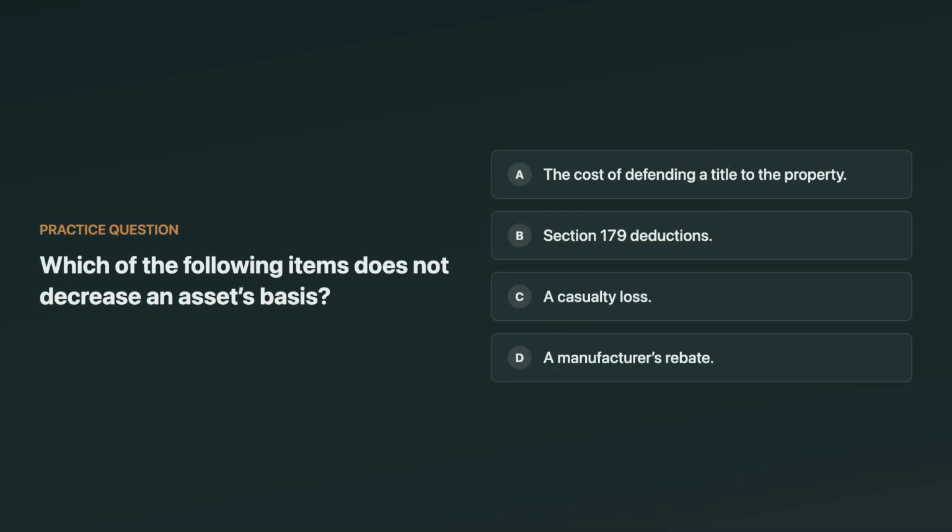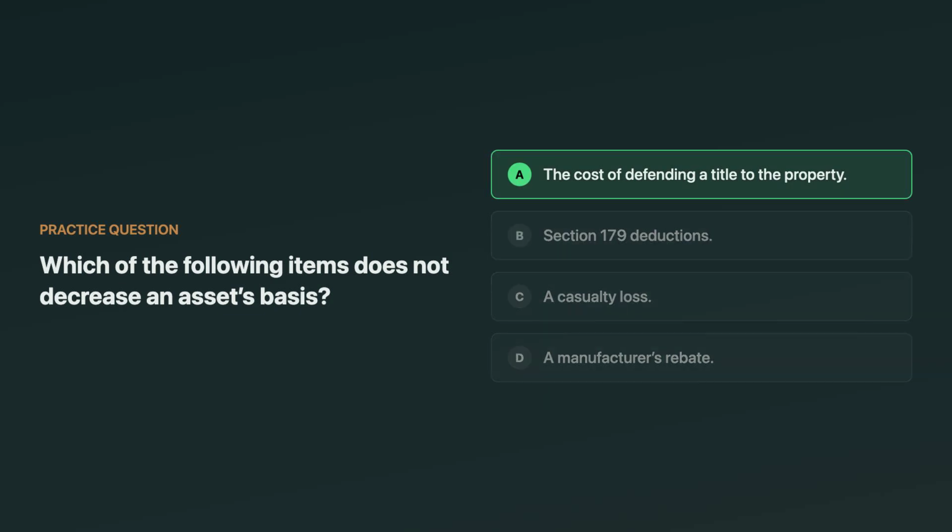Which of the following items does not decrease an asset's basis? The choices include the cost of defending a title to the property, Section 179 deductions, a casualty loss, and a manufacturer's rebate. Think about which one is actually a capital cost instead of a basis reduction. Think about it.